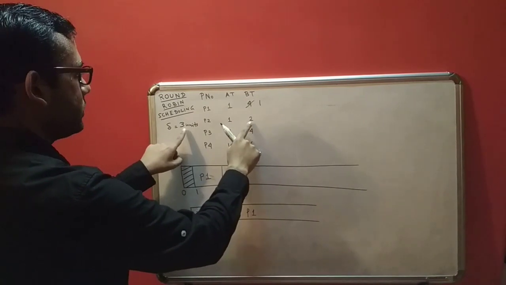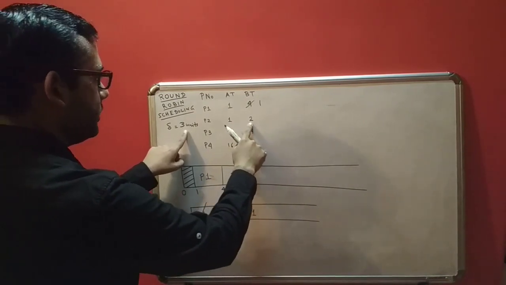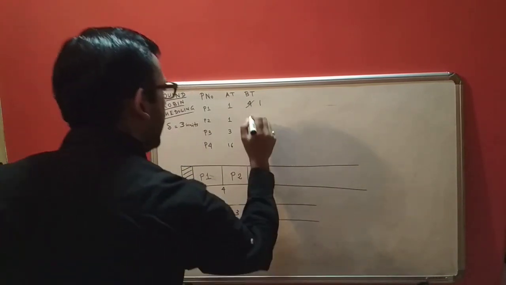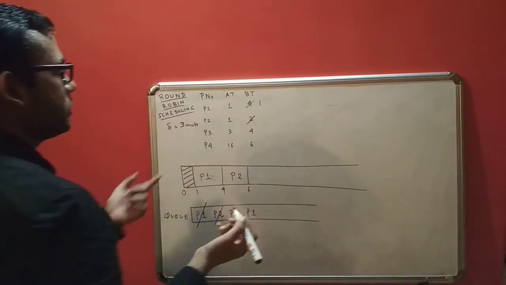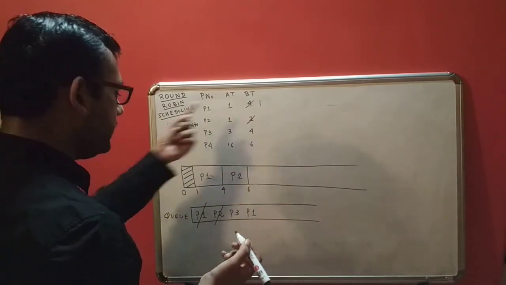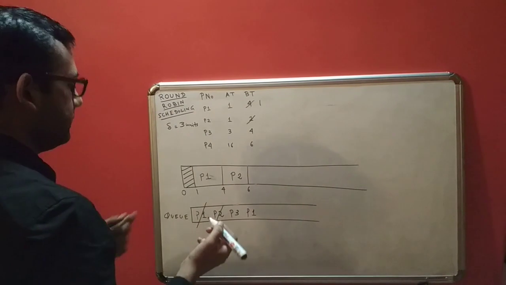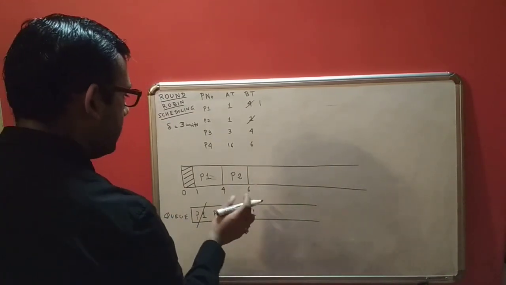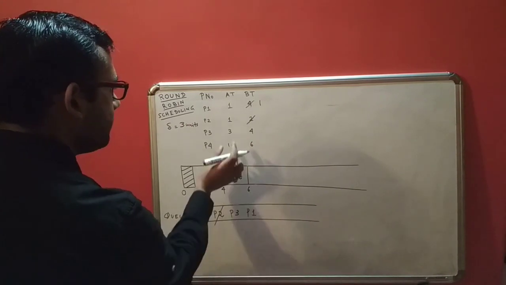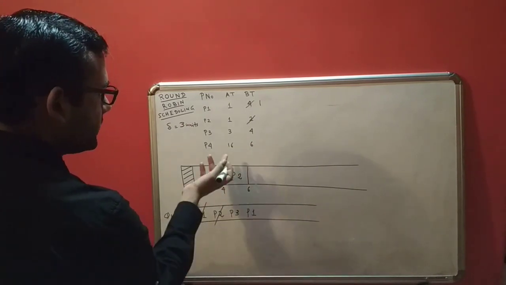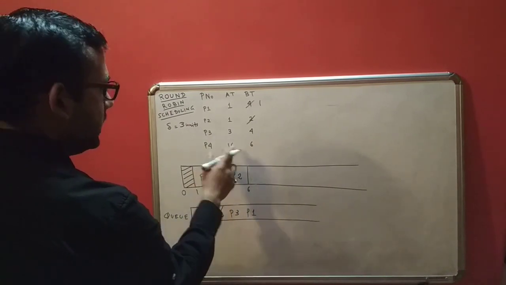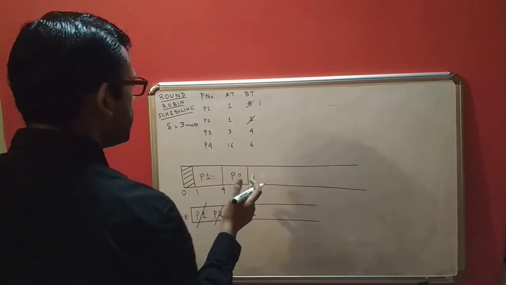Out of these two, which is the minimum value? 2 is the minimum value. So P2 will run for 2 units and it will complete its execution. Since P2 has completed its execution, it need not be brought into the queue again. Fine. Now in this interval of 4 to 6, has any process arrived? No. Only one process is remaining, that is P4, but its arrival time is the 16th time unit. So it is yet to make its way into the system.